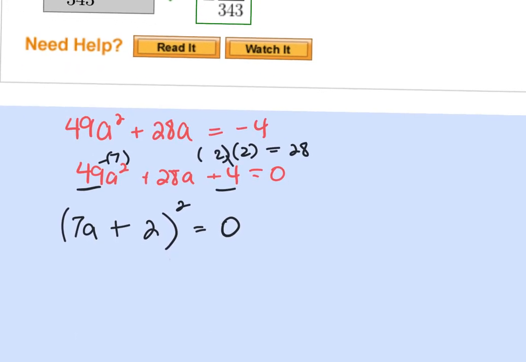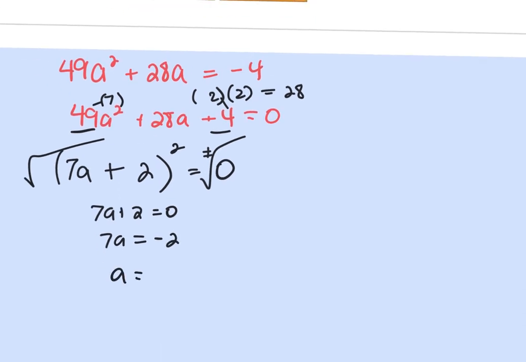Let me finish this first. But then we're going to solve for a, right? So I would square root both sides. I would do plus and minus, but it's a 0, so it doesn't matter. 7a plus 2 equals 0. 7a equals negative 2. A equals negative 2/7.